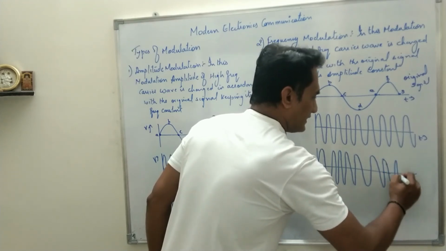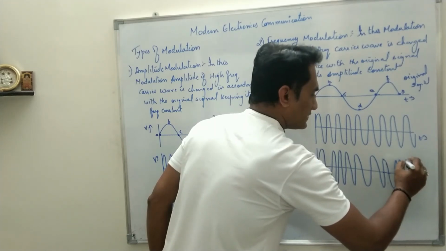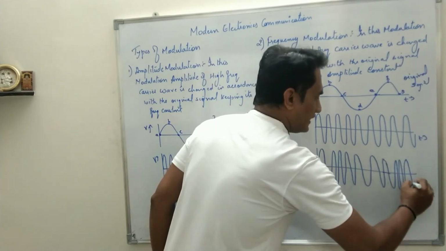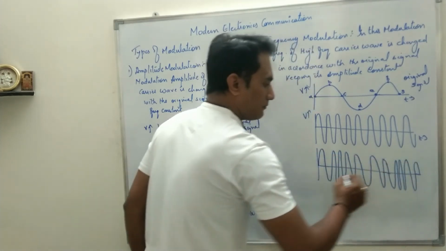Then at F, again the frequency should increase, the time period will decrease, and then at G it will be back to its original frequency. So we have kept the amplitude constant.